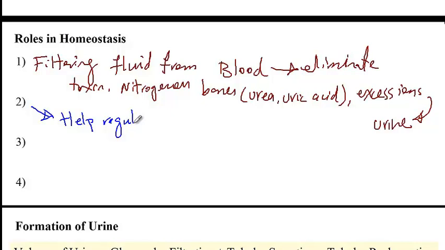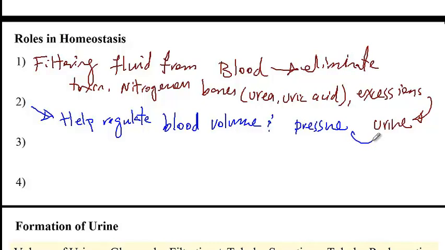The second important role of the kidneys is to help regulate blood volume and pressure. And this is being done by maintaining a proper balance of water and salts that are being either reabsorbed from renal tubules or are let to be secreted in urine.